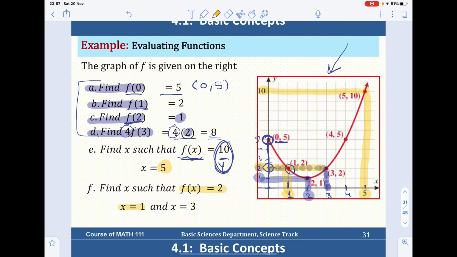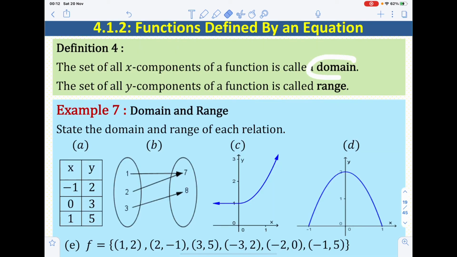And also I have another value over here. So when y equals 2 or f of x equals 2, this point has a 2 image on x. So I'm going to hit the graph in 2 points. As you can see here, I'm going to hit the graph in this point and this point. So I'm going down to see the value of x. So the value of x is 1 and 3. So again, the domain is all x components and the range is all y components.